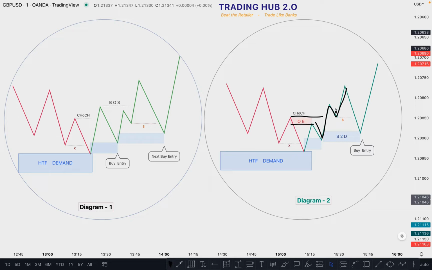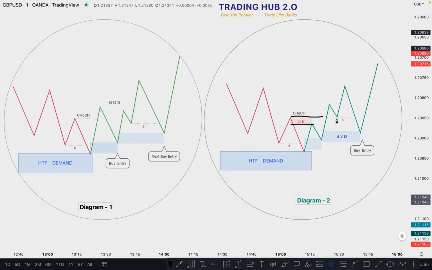Don't make the same mistake here. Don't buy here because this is not a high probability zone. Always buy at the recent low. Okay, because the first structure is your smart money trap, correct?